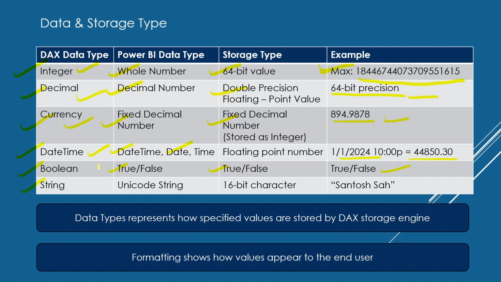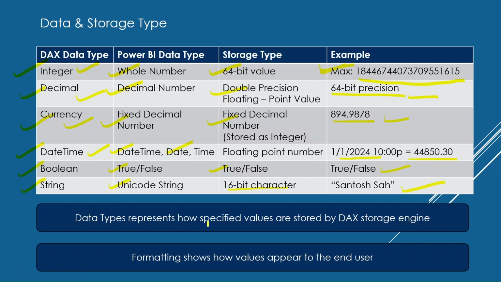The string data type is present in DAX. In Power BI, the data is stored as a Unicode string, and the storage type is 64-bit character. This is one example of how the data is stored in the string data type.